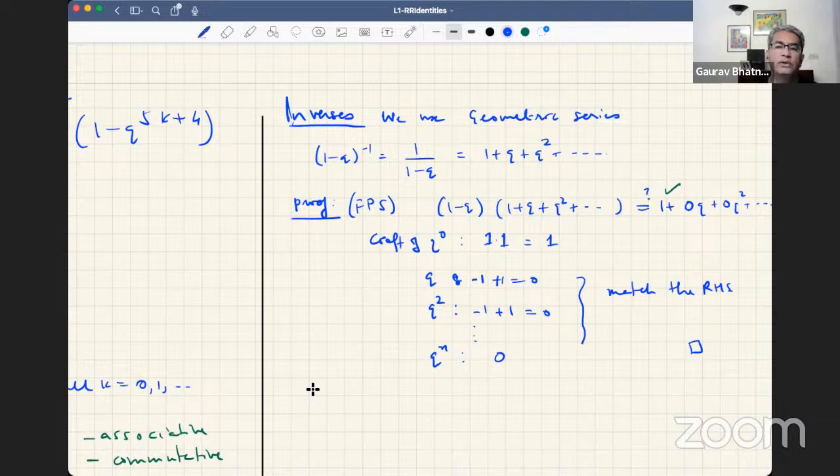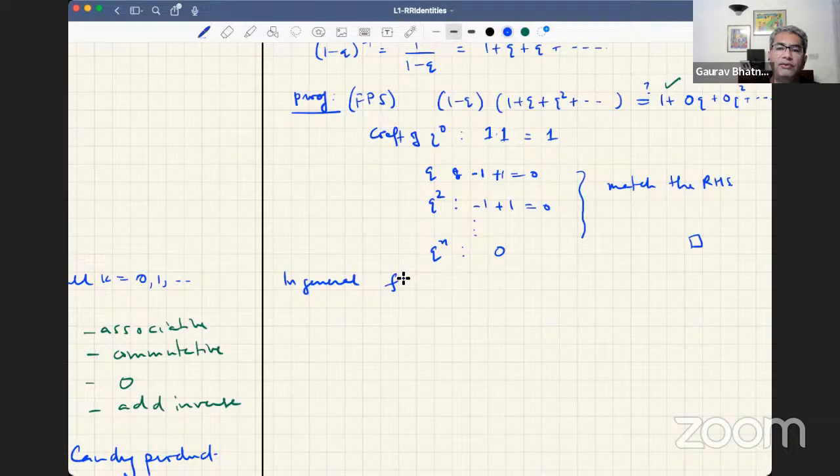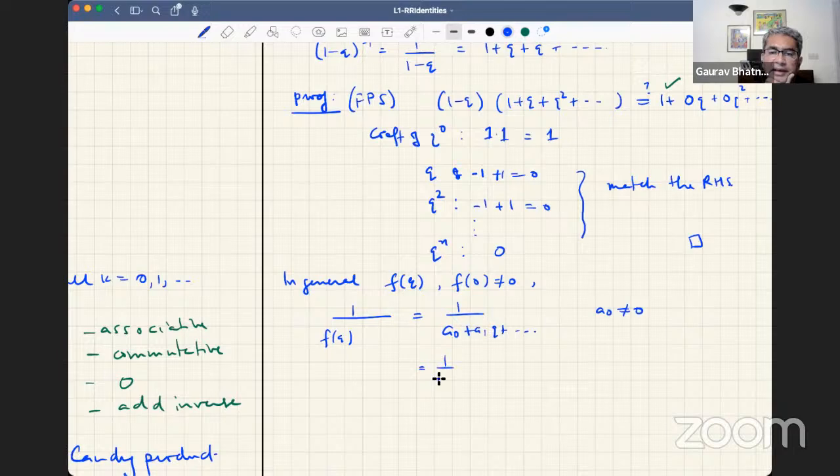Now let's say in general, suppose I have f(q) such that f(0) is not zero. That means 1 over f(q) is 1 over a_0 plus a_1 q plus so on, and a_0 is not zero. If that happens, then I could take out the a_0 here and I'll get 1 over 1 plus, well, 1 minus, I'll do two minuses, so minus a.